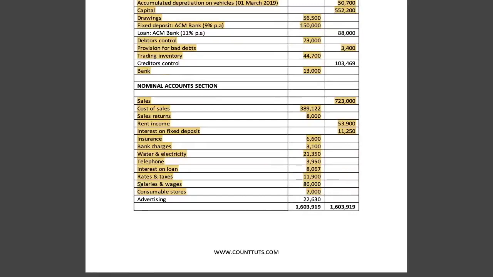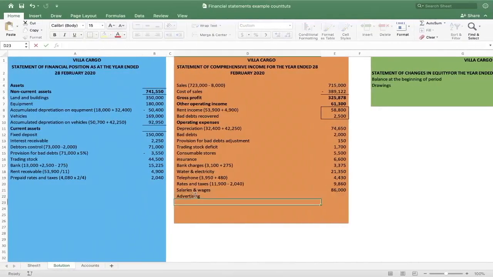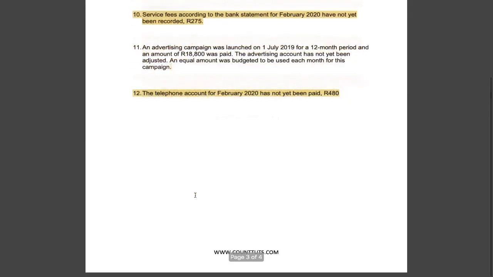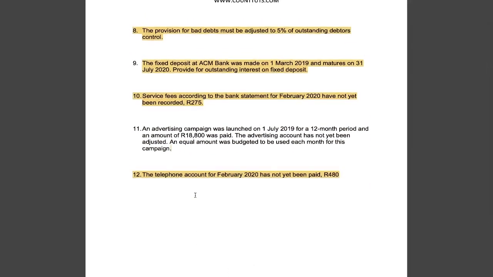And then another one that we have here is advertising, and it's 22,630 rand. So let me write down advertising. And as we saw, there's a note on advertising here towards the end. Number 11 tells us that an advertising campaign was launched on the 1st of July 2019 for a 12-month period, and the amount of 18,800 was paid. The advertising account has not yet been adjusted. An equal amount was budgeted to be used each month for this campaign.